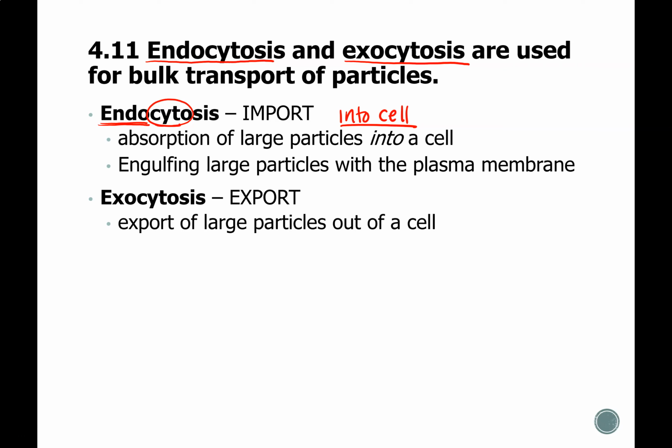This happens by a cell essentially surrounding the particle it wants to bring in with the plasma membrane, almost like arms, and engulfing it and pulling it into the cell.